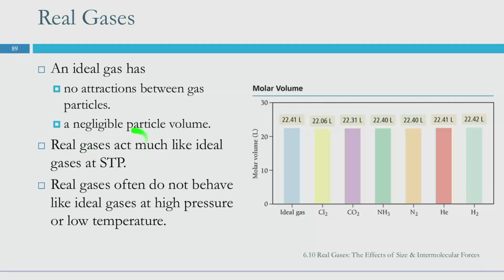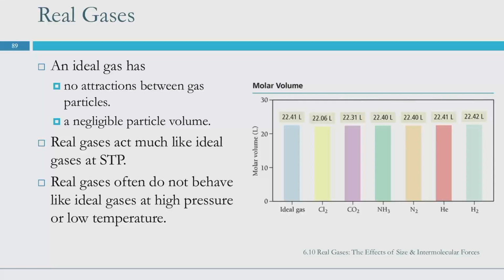Our real gases are very similar to ideal gases if we're at STP or close to STP. So if we look at the molar volume of a couple of different gases, for an ideal gas, it's going to be 22.41 liters. That's something we've seen before. If we look at a couple of other gases like chlorine, CO2, ammonia, nitrogen, etc., you can see that all of these values are relatively close to 22.41 liters. The one that's most different is chlorine at 22.06, which is a relatively small difference compared to our ideal gas.